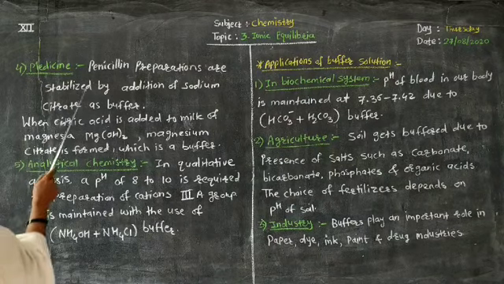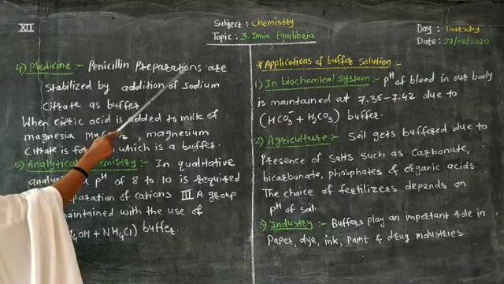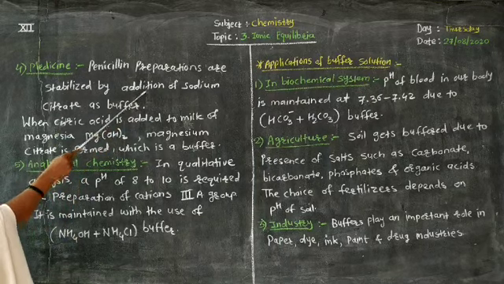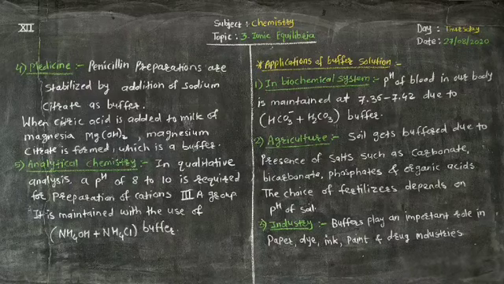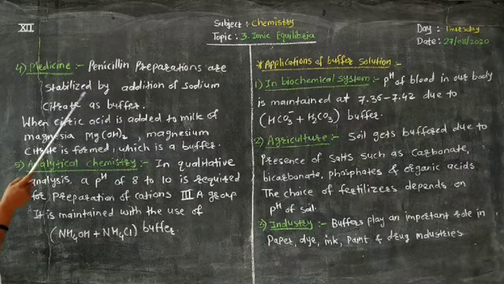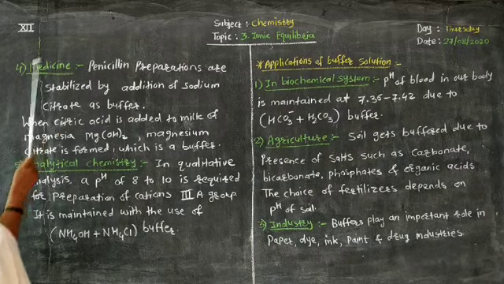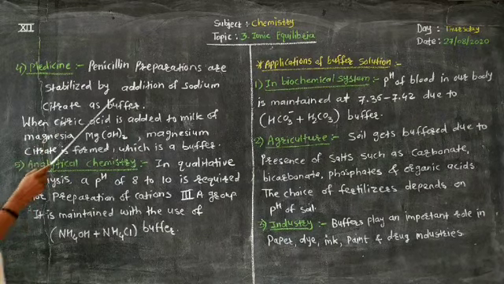So look here, penicillin preparations are stabilized by addition of sodium citrate or citrate as buffer. A 1 mark question or MCQ may be asked on this topic. Which is the buffer used for the stabilization of penicillin preparation? So the answer is sodium citrate as a buffer.